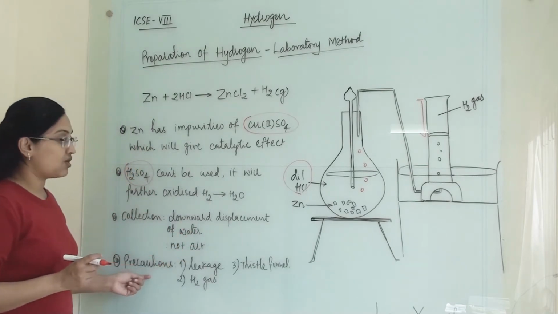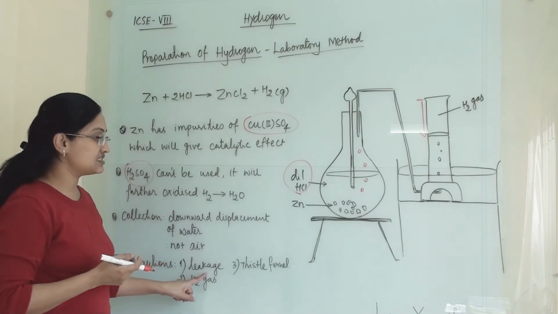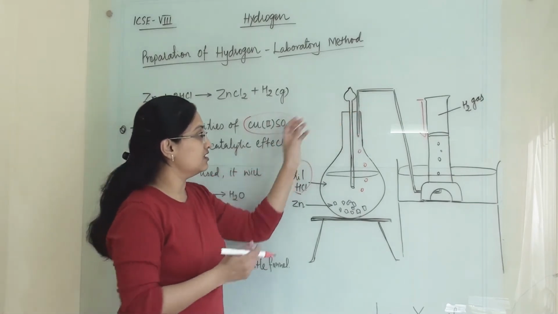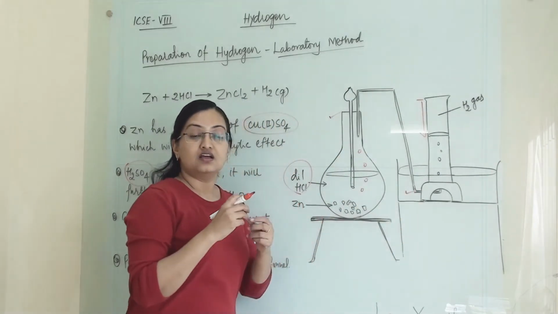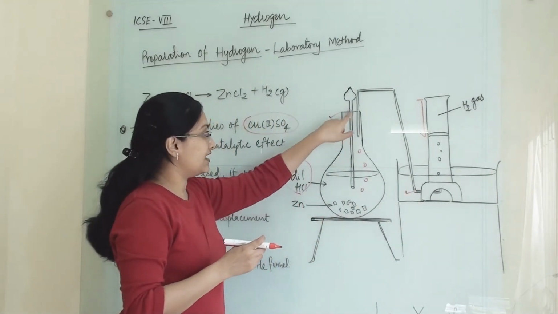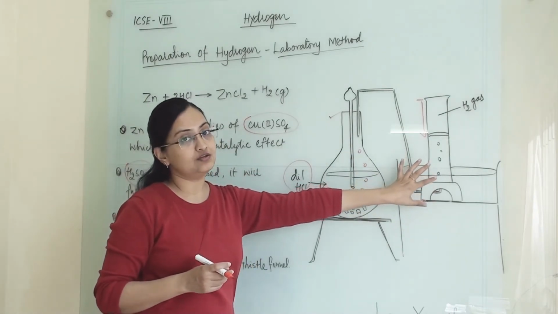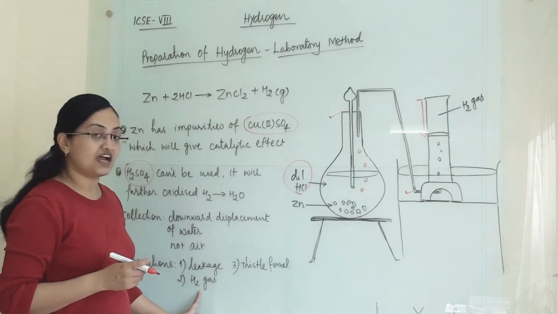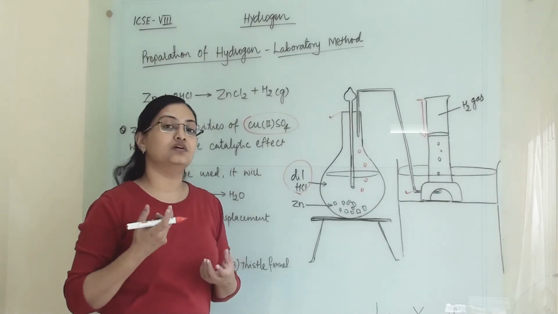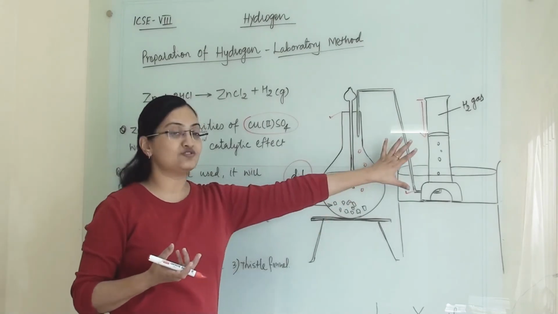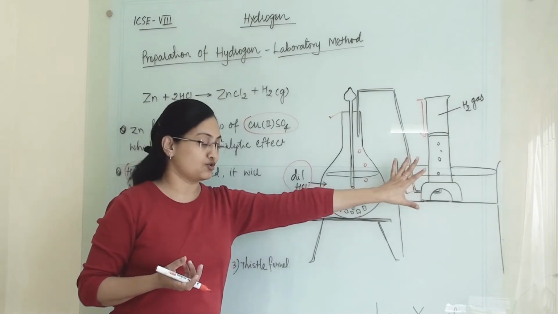Then some of the precautions we need to take when we are doing this laboratory method. First is leakage. We have to check all the points where we are connecting the two apparatus. If there is leakage, then we will not get our yield properly. Second is hydrogen gas. Hydrogen gas is quite explosive and it will burn rapidly. So while we are handling the gas jar full of hydrogen gas, we need to be a bit cautious.